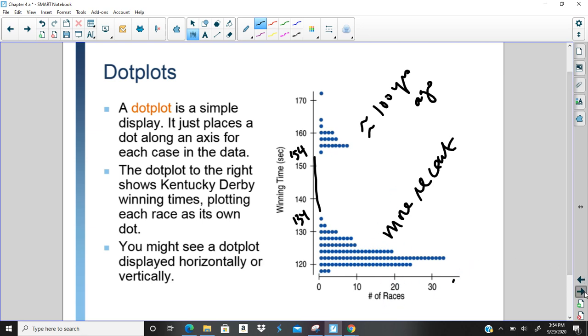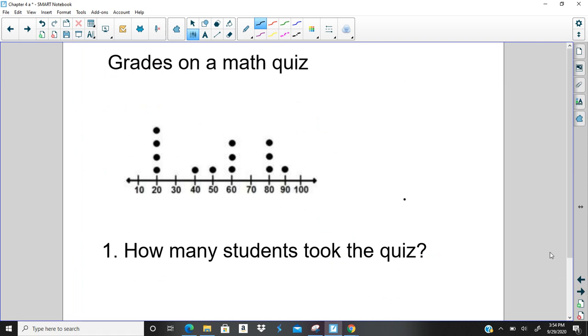So let's answer 2 questions. The first question, grades on a math quiz. So this is a math quiz out there. How many students took the quiz? Answer the question. Okay, if we were going to answer this, we would count 1, 2, 3, 4, 5, 6, 7, 8, 9, 10, 11, 12, 13. So we had 13 students take the quiz.